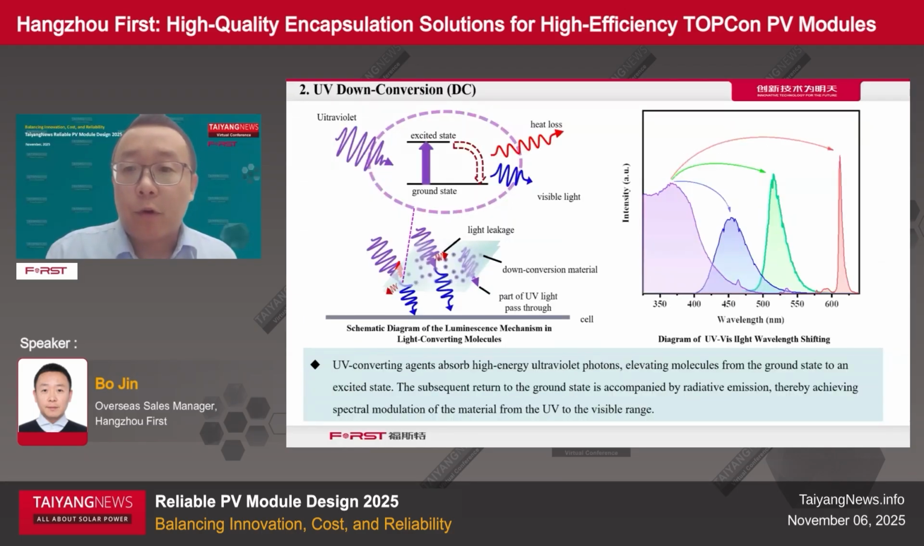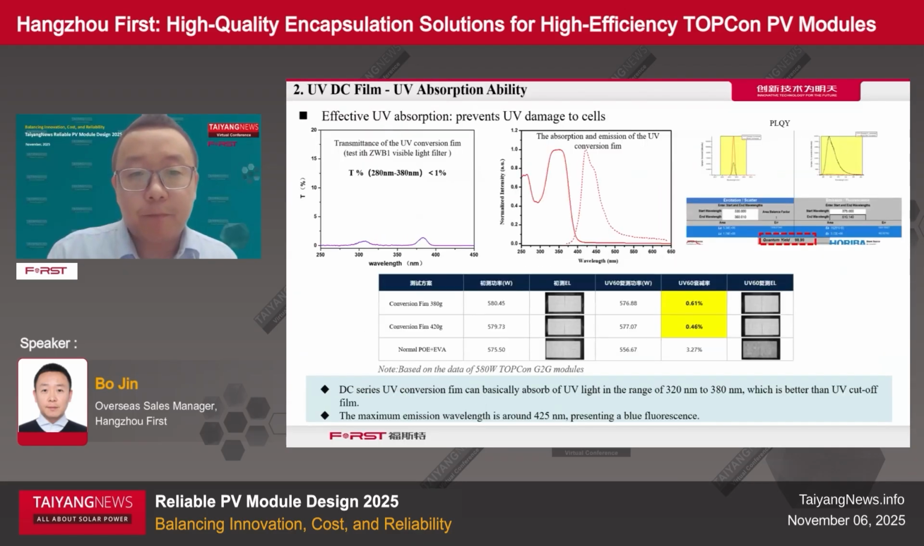And when we talk about UV down conversion, it is the technology to convert UV light into visible light. The UV light absorption happens between 320 nanometer and 380 nanometer, and it emits light with the emission maximum wavelength around 425 nanometer, which is blue light. So visually, the module looks a bit bluish.